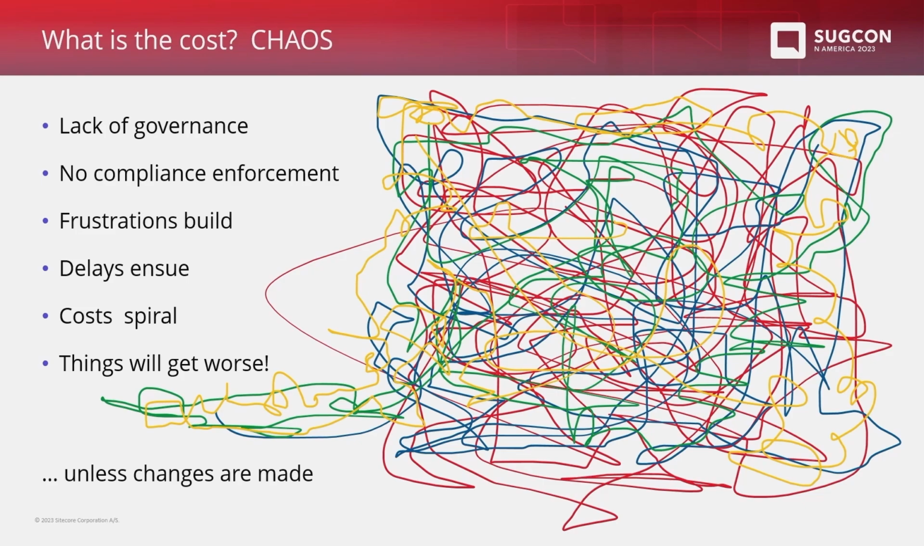Chaos ensues when there's lack of governance. No compliance enforcement, huge risk for a company. Your employee frustrations build, your customers' frustrations build. Team delays, costs spiraling out of control. Any of this sound familiar? Things will get worse, I guarantee, unless you make changes.